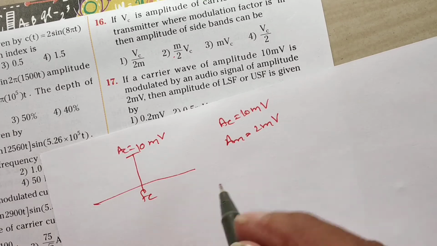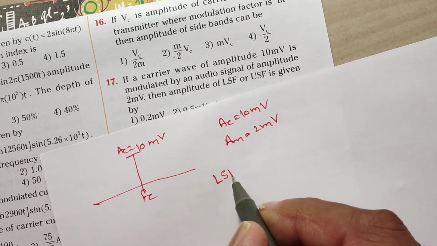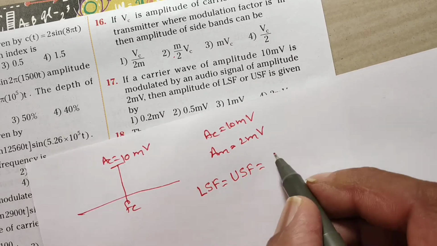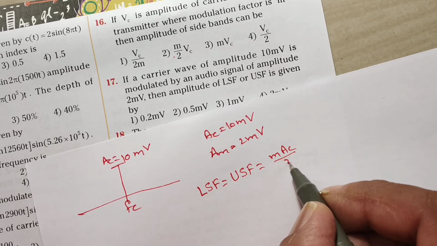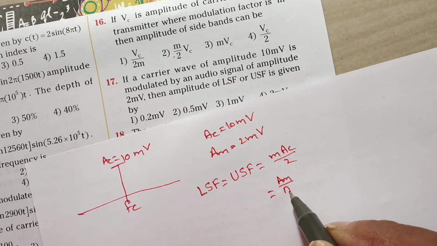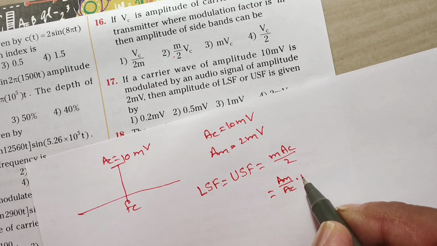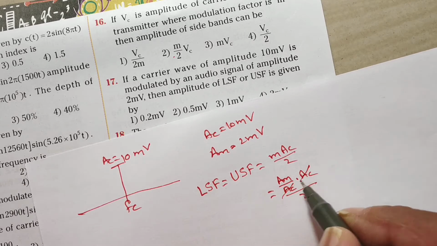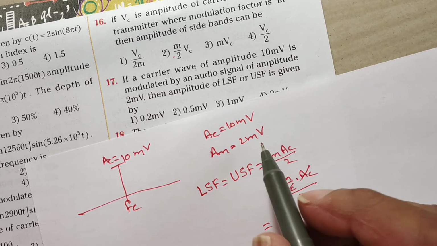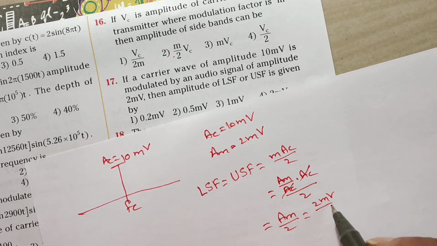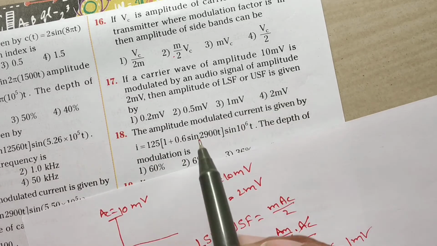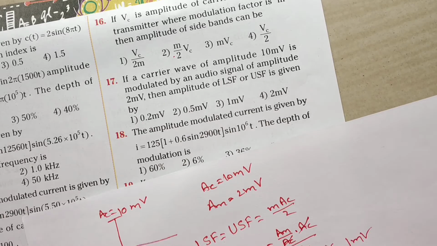We have just discussed that the amplitude of the lower sideband frequency, which is equal to the upper sideband frequency, is m into Ac by 2. Here m we can write as Am by Ac, the modulation index. So Am by Ac into Ac divided by 2. Ac gets cancelled, so we get Am by 2. Am is 2 millivolts, so 2 millivolts by 2 is 1 millivolt, the correct option. So the third option is the correct one.